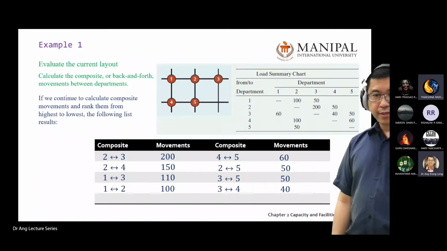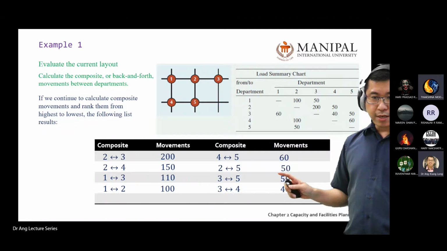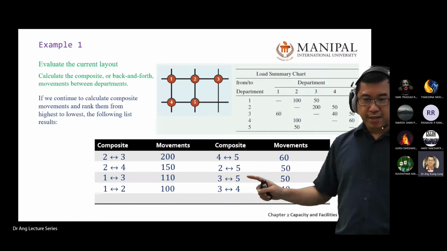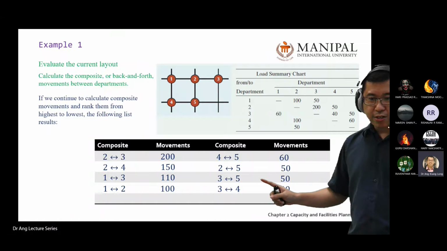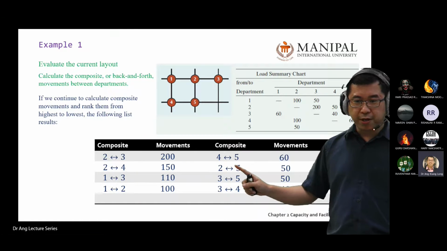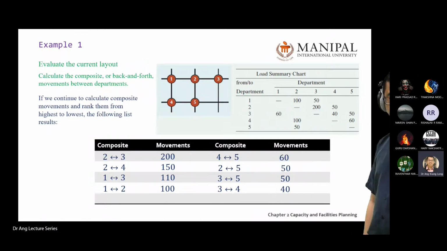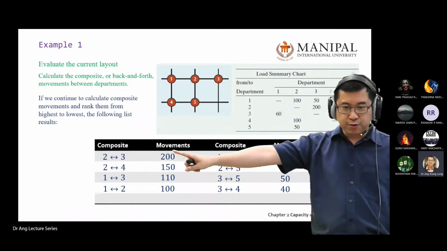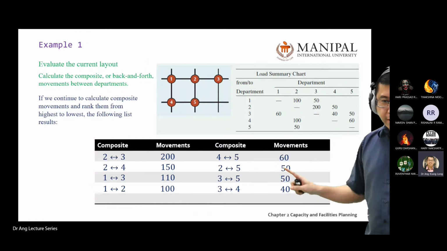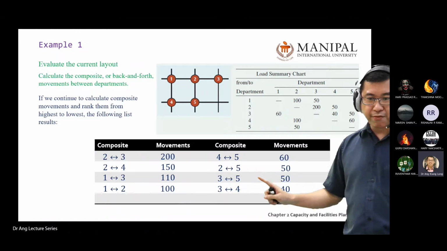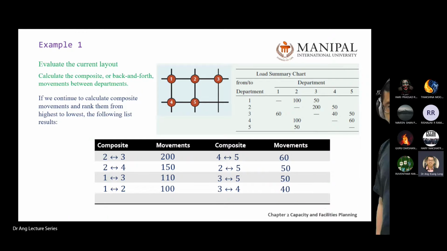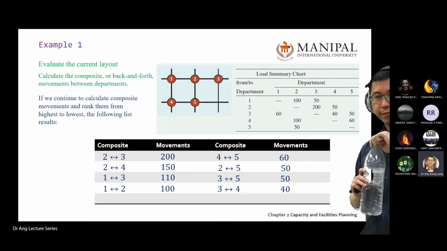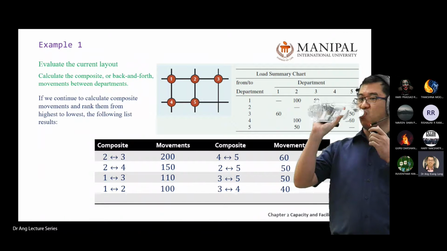If the same value, means which one? Same values means you can jump the sequence. For example, these two are the same, right? So it doesn't matter if you arrange 3-5 above or 2-5 below. It doesn't matter. You just arrange the movement from the highest to the top. The same number here, it doesn't matter whether you put 3-5 first or 2-5 first. Okay? Any question on this table? No, sir.